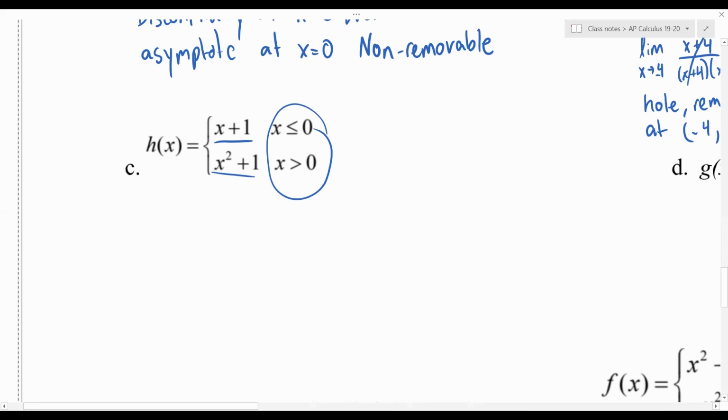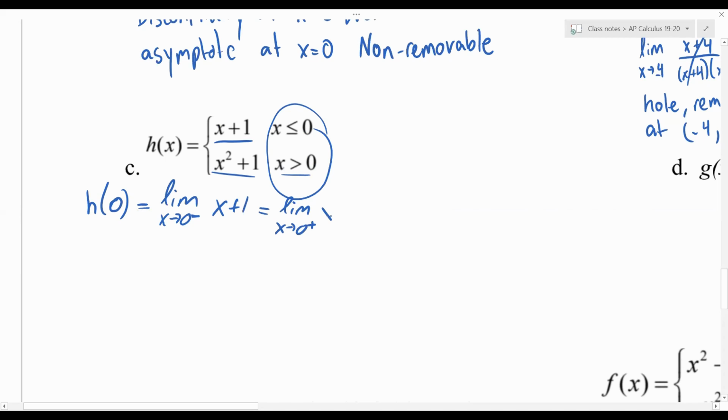To prove that it's continuous at x equals 0, we want to find the value of our function, h of 0, and we want to check that it's equal to the limit. Both the limit as x approaches 0 from the left, where we're going to use the top part, and that needs to equal the limit from the right. If we're going from the right, that's greater than 0, so we're going to use our bottom function. So let's see if they're all equal.